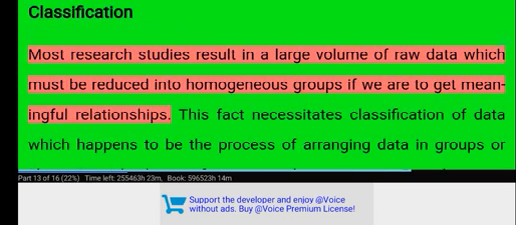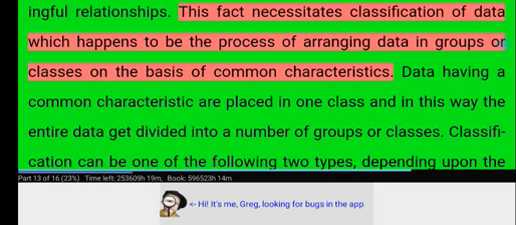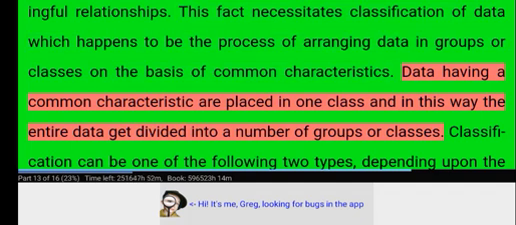Classification. Most research studies result in a large volume of raw data which must be reduced into homogeneous groups if we are to get meaningful relationships. This fact necessitates classification of data, which happens to be the process of arranging data in groups or classes on the basis of common characteristics. Data having a common characteristic are placed in one class, and in this way the entire data get divided into a number of groups or classes.